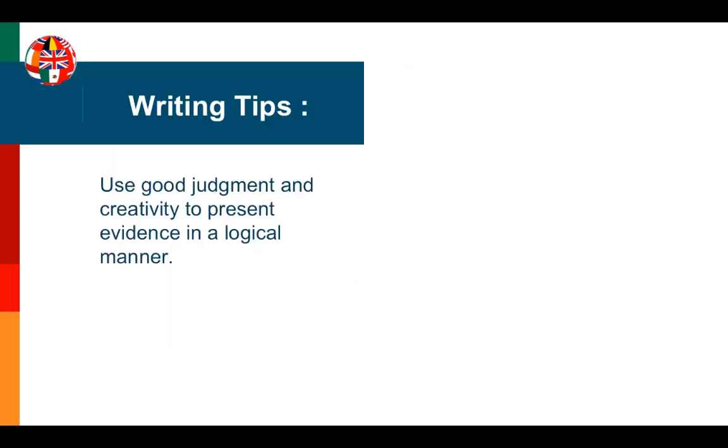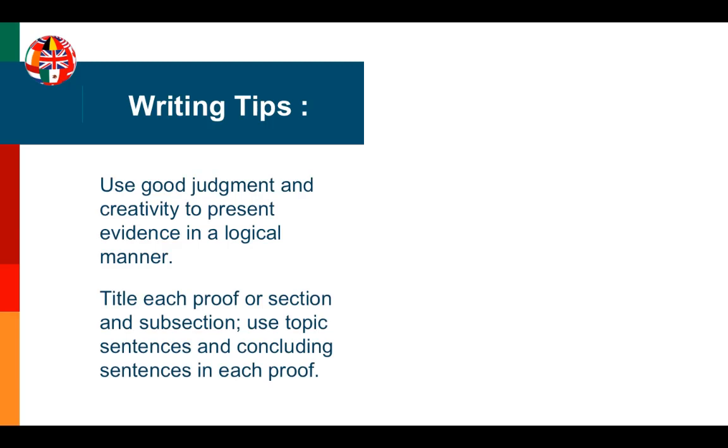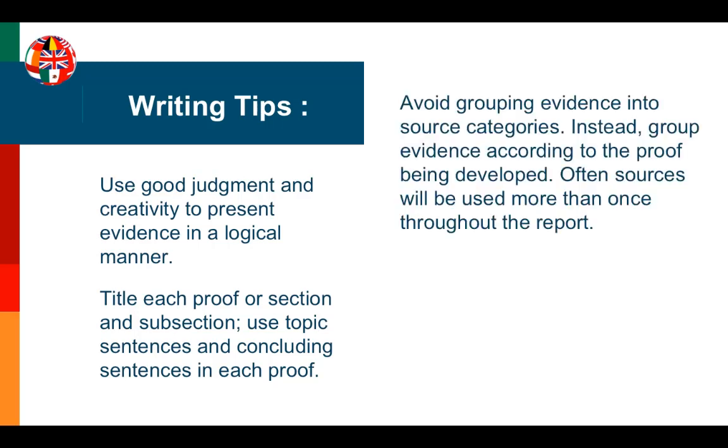Here are some writing tips to help write a solid research report or a successful Level 1 report. First, use good judgment and creativity to present evidence in a logical manner. Title each proof or section and subsection. Use topic sentences and concluding sentences in each proof. Avoid grouping evidence into source categories. Instead, group evidence according to the proof being developed. Often sources are used more than once throughout the report.